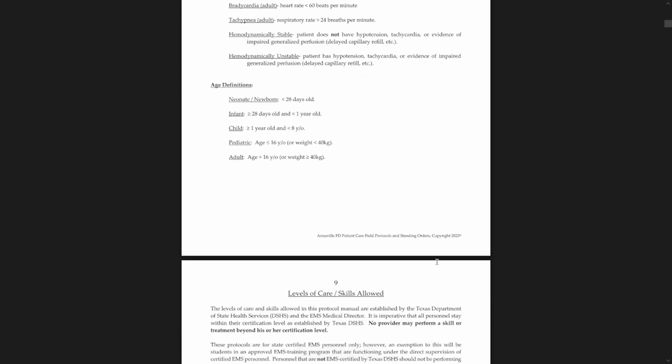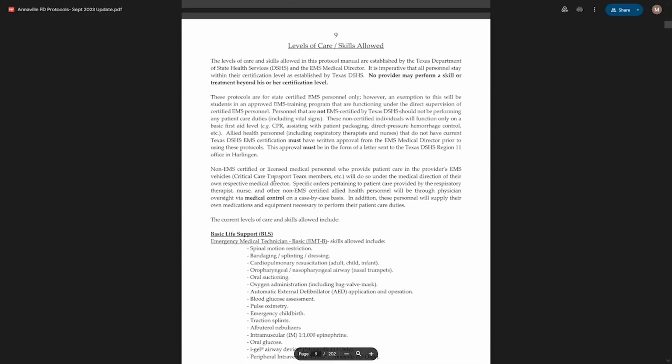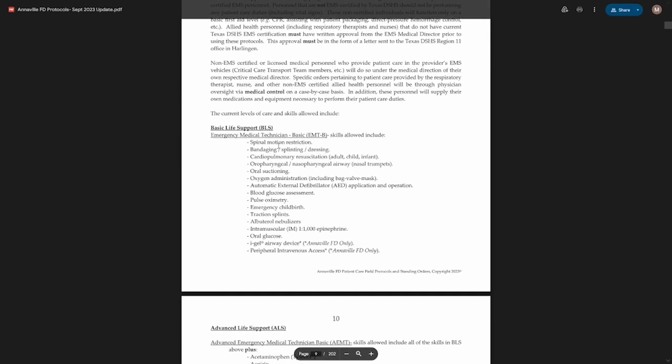For some age definitions that are really important, a neonate or newborn is less than 28 days old. An infant is less than or equal to 28 days old or less than 1 year old. A child is someone who is greater than or equal to 1 year old to less than 8 years old. A pediatric patient is less than or equal to 16 years old or a body weight less than 40 kilograms. An adult is anyone greater than 16 years old or who weighs greater than or equal to 40 kilograms.